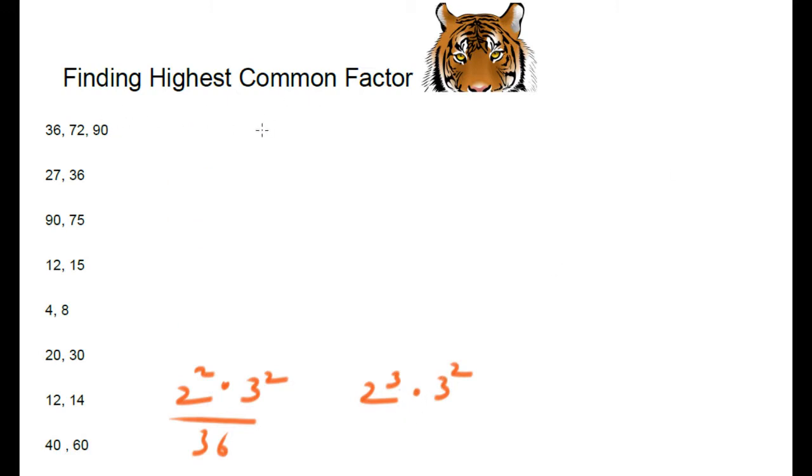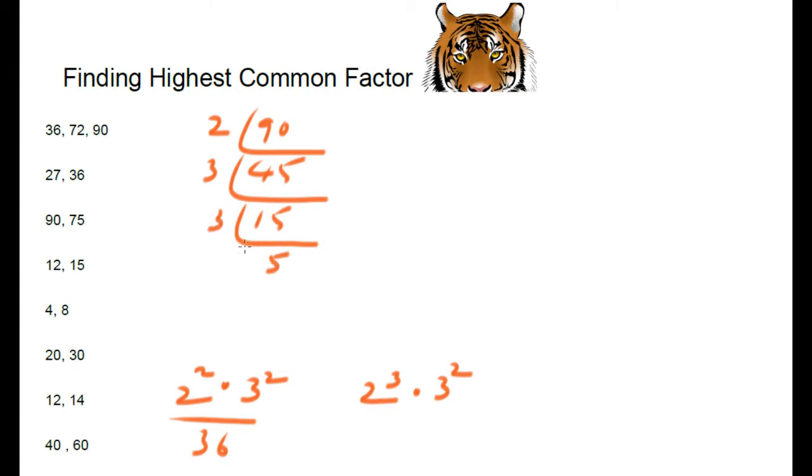So the prime factors of 90. 2 times 45 is 90. 3 times 15 is 45. 3 times 5 is 15. And 5 times 1 is 5. So the prime factors of 90: 2 once only, 3 to the power of 2, and 5 once only. So this is the prime factorization of 72, and these are the prime factors of 90.